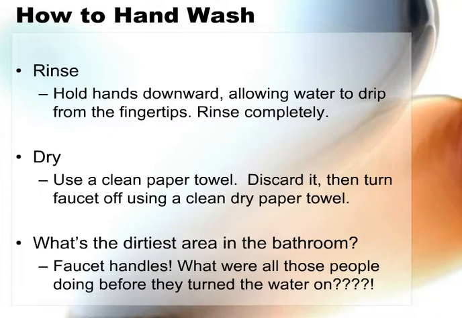Rinse. Hold hands downward, allowing water to drip from the fingertips. Rinse completely. Dry. Use a clean paper towel. Discard it, then turn faucet off using a clean, dry paper towel. What's the dirtiest area in the bathroom? Faucet handles. What were all those people doing before they turned the water on?